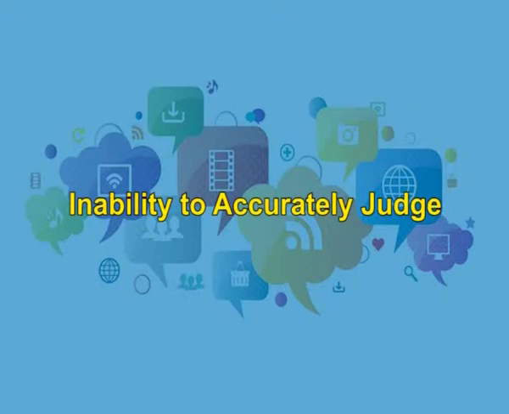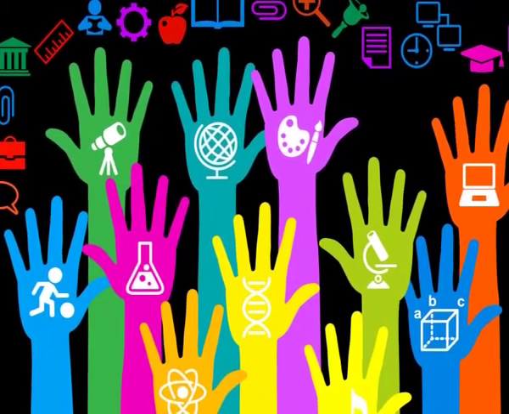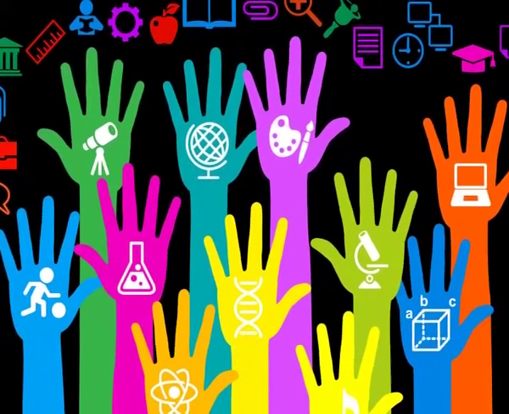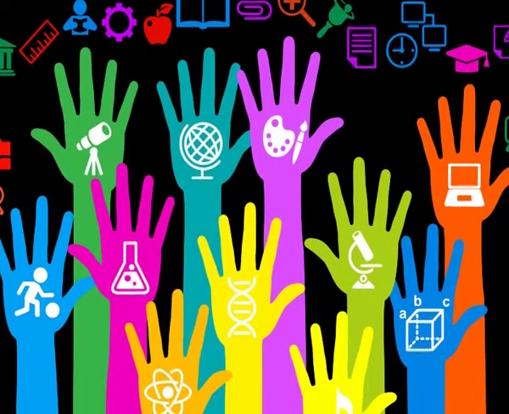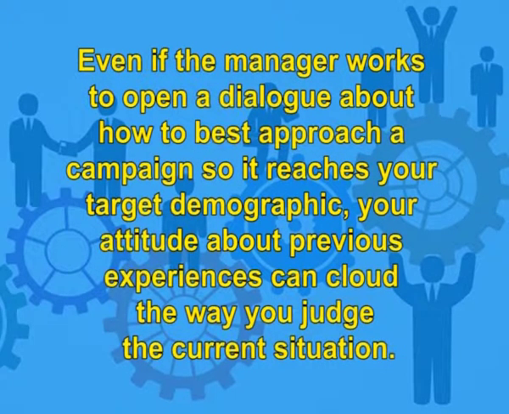Inability to accurately judge. Anytime you have a preconceived notion or opinion, it impacts your ability to accurately communicate in a given situation. For example, if your marketing manager comes to you with a proposal for a new campaign and you have already decided ad campaigns don't work, your attitude impacts accurate and effective communication between you and your manager, even if the manager works to open a dialogue about how to best approach a campaign so it reaches your target demographic. Your attitude about previous experiences can cloud the way you judge the current situation.